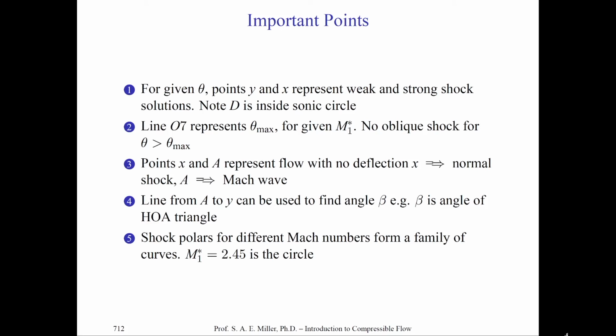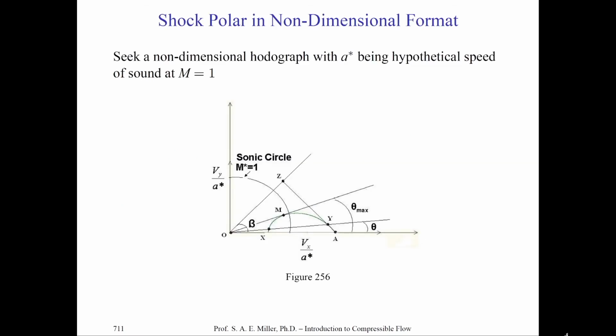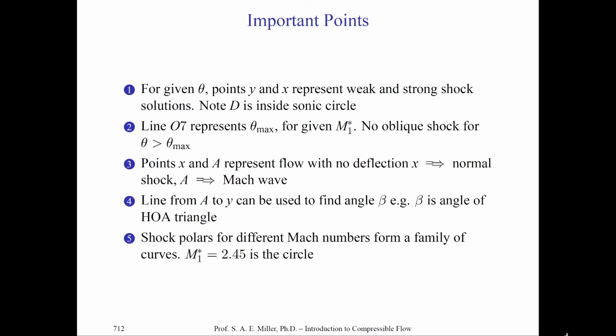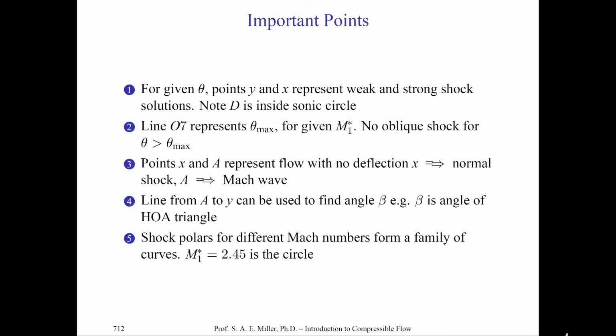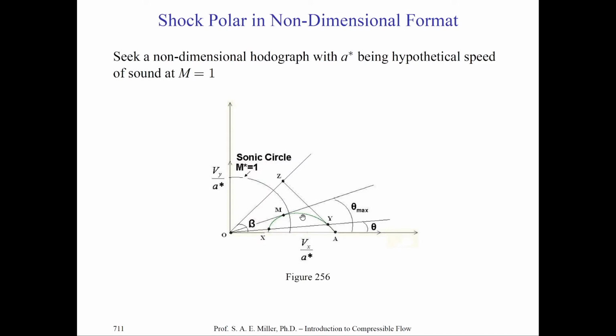For a particular turning angle theta, the points y and x, that is, on these curves, will represent the weak and strong solutions. For example, y is weak, and x is strong solutions on the particular shock polar. The line 0-C on my previous diagram represents theta max, as I noted. Here's theta max.